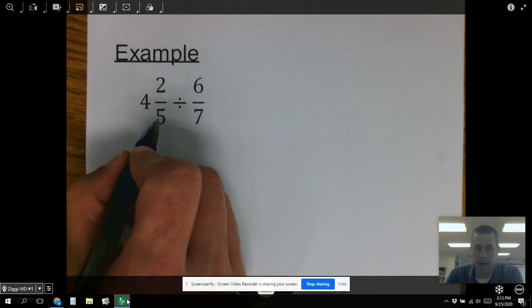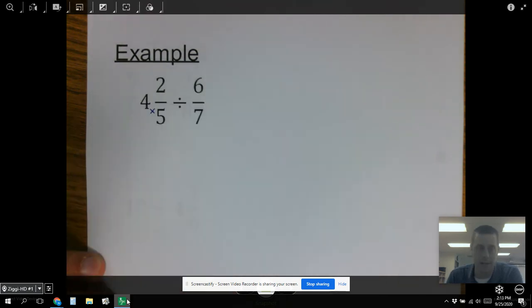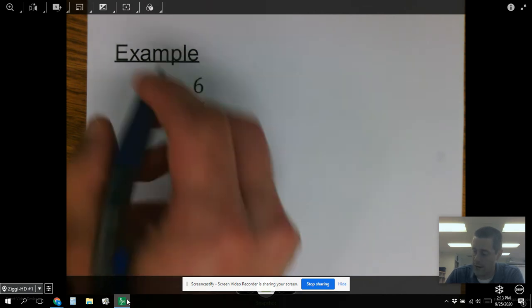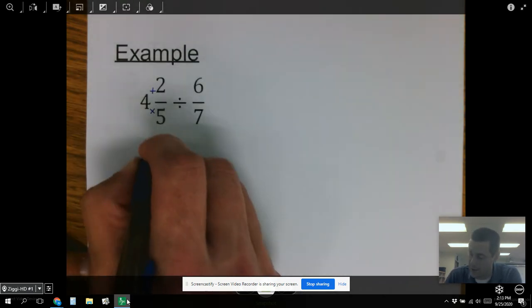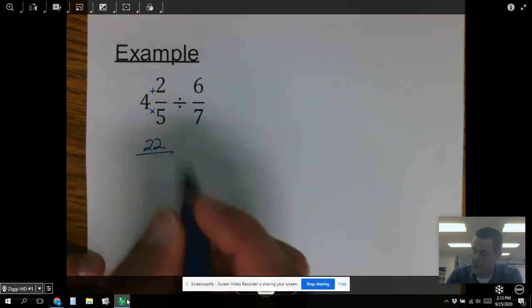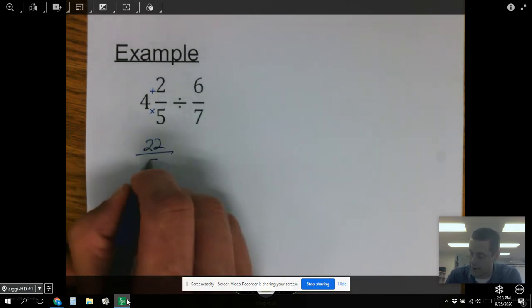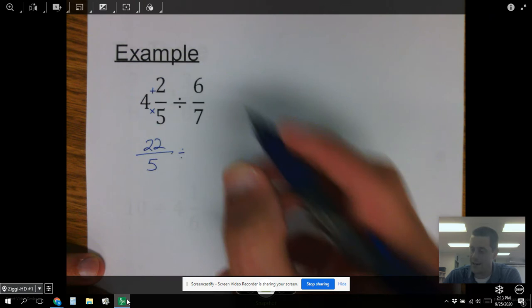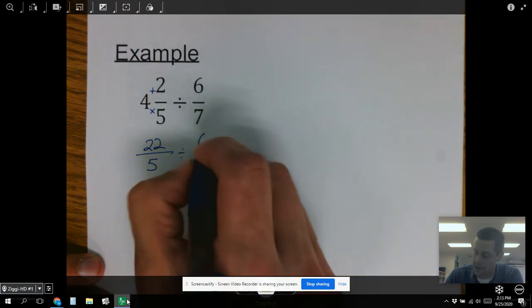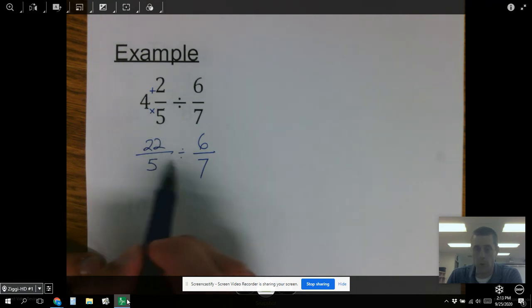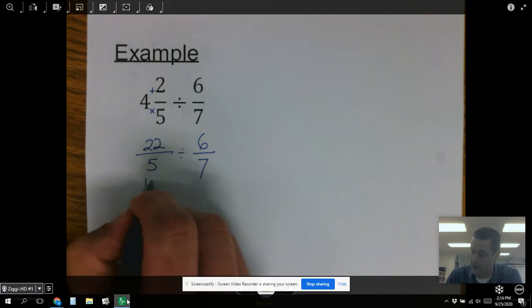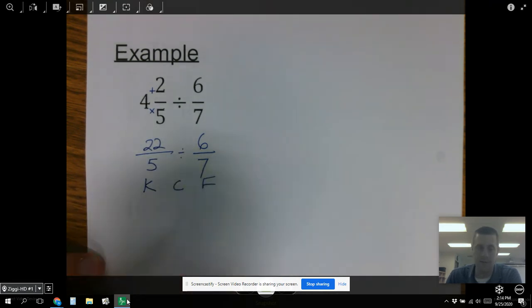Start with our denominator 5. Multiply it times the whole number 4. 5 times 4 is 20, and then we're going to add the numerator 2 to get a total of 22. We're going to place that result on top of the original denominator 5, drop our division sign. 6/7 is in fraction form. It's good to go. Just bring it down. Now that everything is in fraction form, we are dividing, which means it's time to keep, change, and flip.